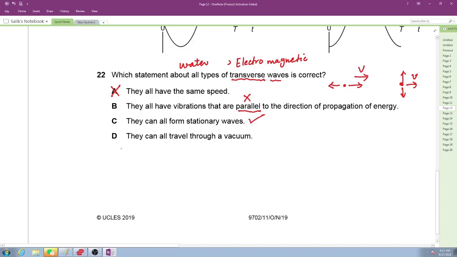Now we are going for D. They can all travel through vacuum? No, water waves cannot. So that's not possible here. So our correct answer is C.